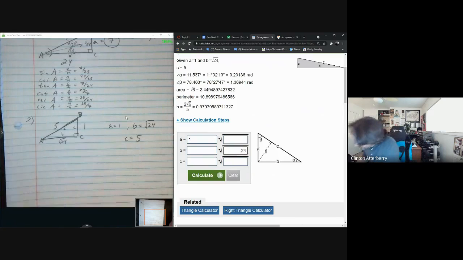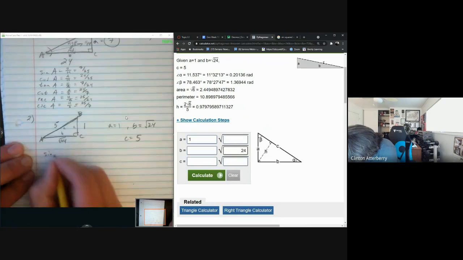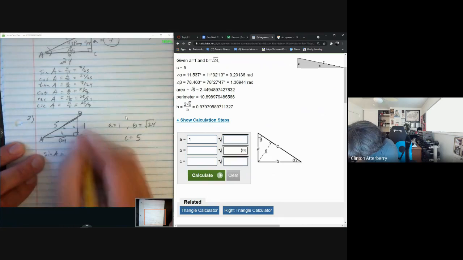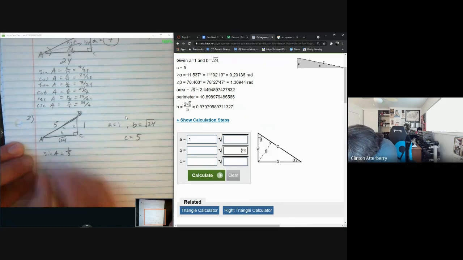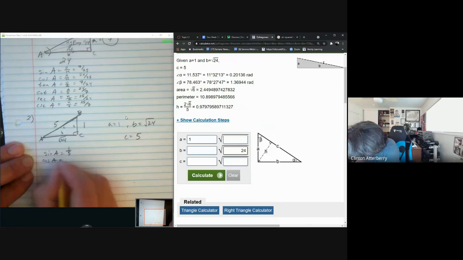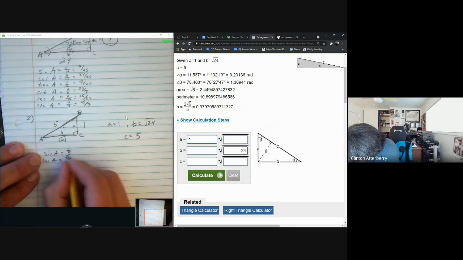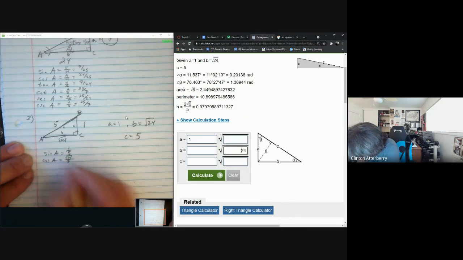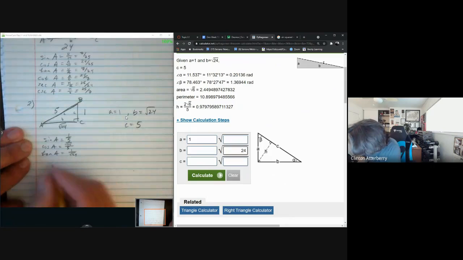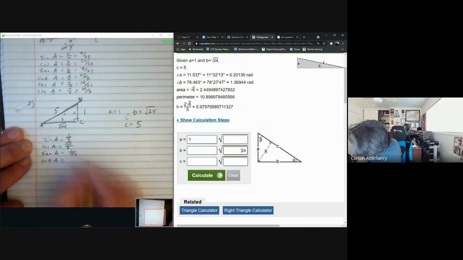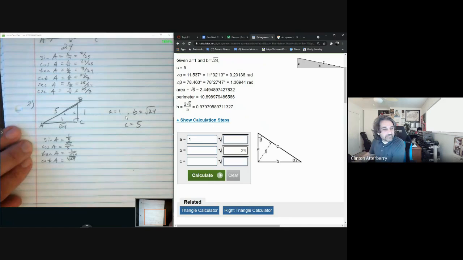So we're going to do the same thing. Sine of A would be opposite over hypotenuse, so it'd be 1 over 5. The cosine of A would be the square root of 24 divided by 5. The tangent of A would be 1 over the square root of 24, and you could leave it just like that. The next one is the cotangent of A, which is square root of 24 divided by 1. Anything divided by 1 is just that thing.